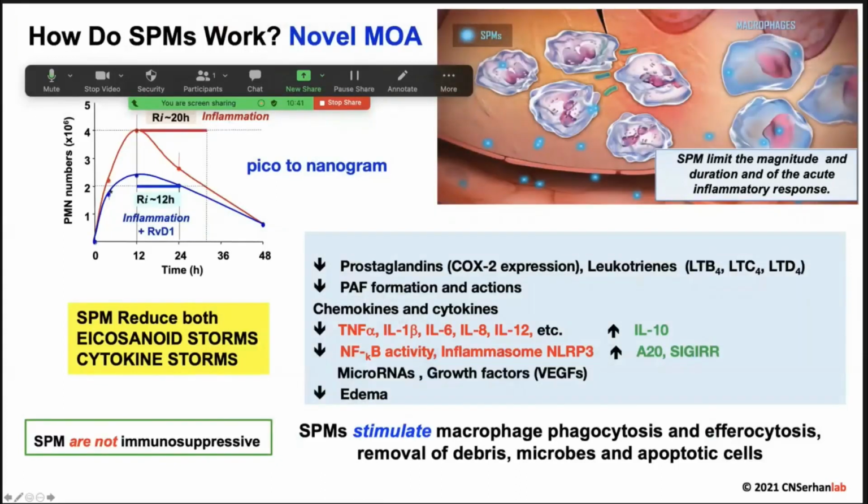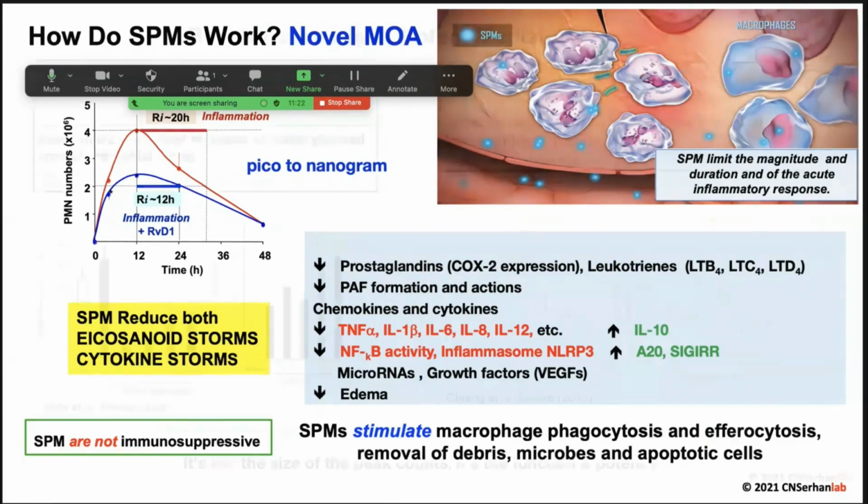So how do SPMs work? They have a novel mechanism of action, as illustrated here. They shorten the resolution time. For example, resolvin D1 shortens that resolution time from 20 to 12 hours in pico to nanogram range. They downregulate the cytokines and chemokines, as well as the eicosanoids at both the transcriptional level and the biosynthesis level.